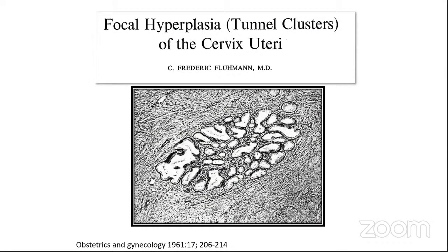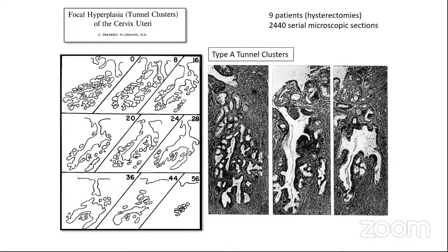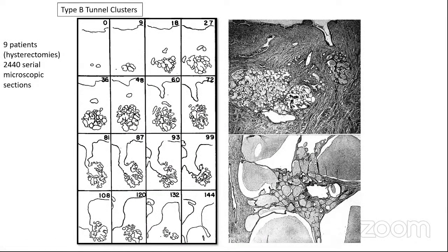Tunnel clusters were first coined by Dr. Fluhmann in 1961, in a paper called focal hyperplasia or tunnel clusters of the uterine cervix. He did this remarkable study where he took hysterectomies from 9 patients, serially sectioned all of the cervixes, looked at them under the microscope, and physically drew out each slide. You can see here, for example, this drawing corresponds to this plate here, and he described 2 types of tunnel clusters. These are the type A tunnel clusters, which I remember as being angulated, so they have these angulated growths of the endocervical glands. And then the type B tunnel clusters, which we're all familiar with, which are the big inspissated glands filled with mucin that we see very often.